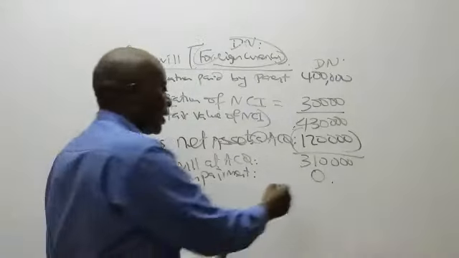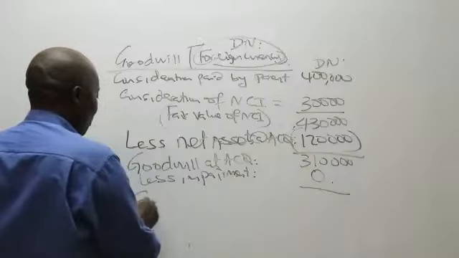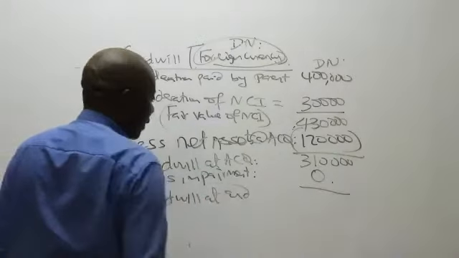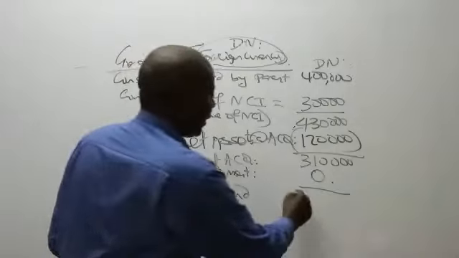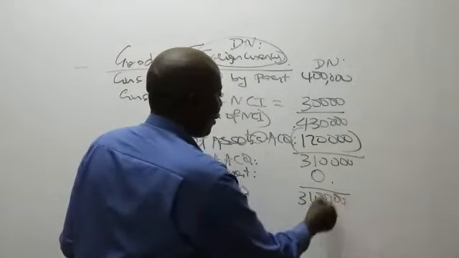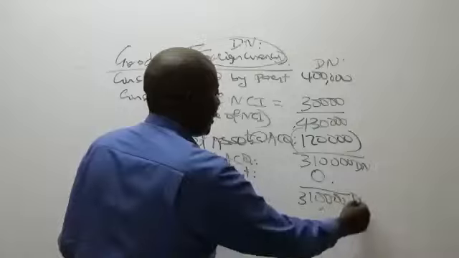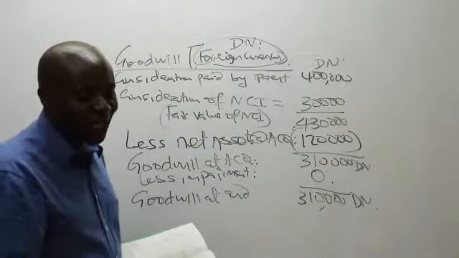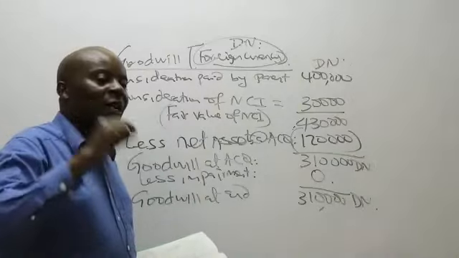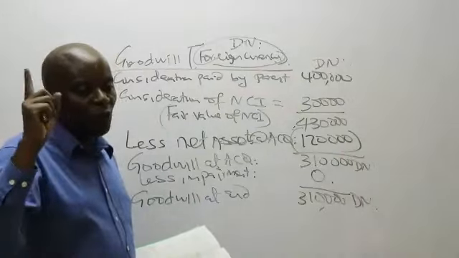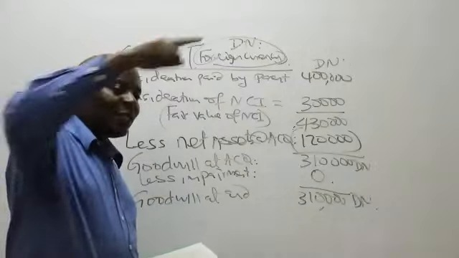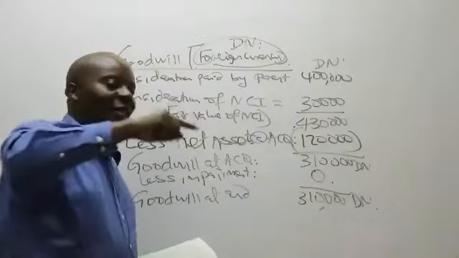So meaning that goodwill at the end, itakuwa ngapi? 310,000. Remember, these are in form of what here? Once I finish that, I know what should follow here automatically is the foreign currency adjustment of goodwill. Because I have to translate it, and when I'm translating it to my reporting currency, then I have to compute.